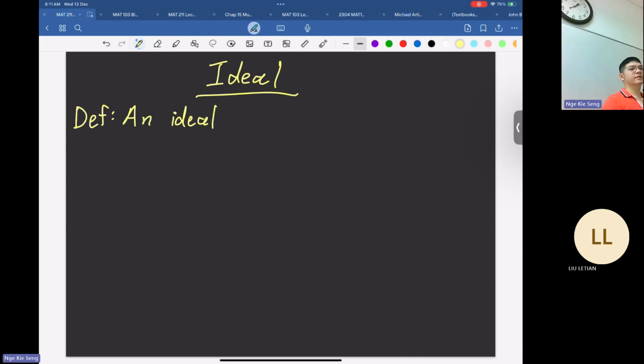An ideal is what? Don't recall what an ideal is? Where do we get the ideal from? From a ring, right. Okay, it's a non-empty subset of R. So what's the R? We need to define R. A ring, right? Of a ring R.